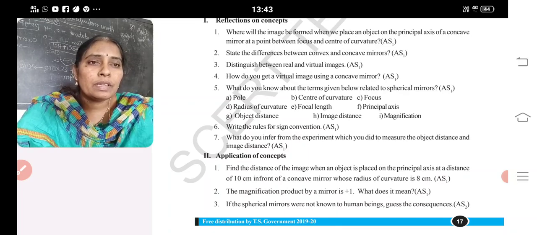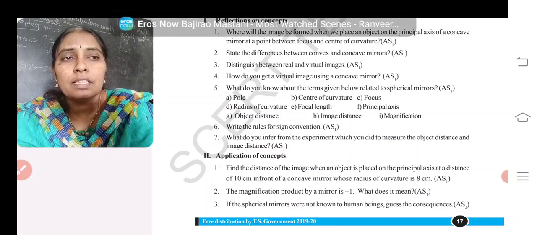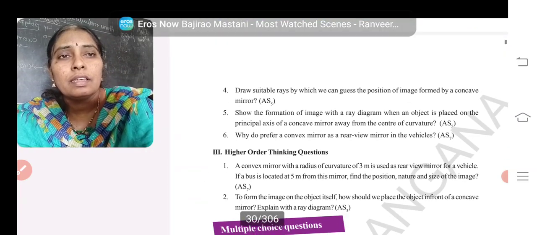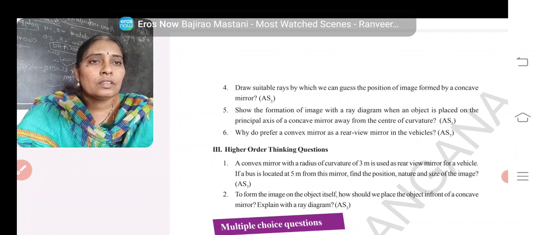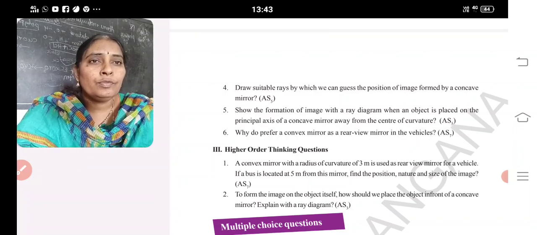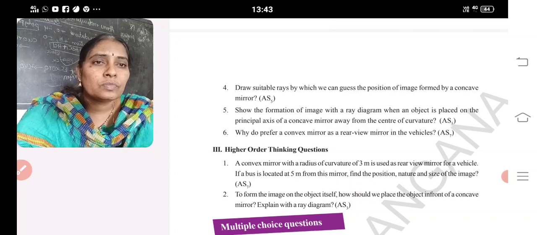Next, application of a concept. Magnification produced by a mirror is +1. What does it mean? Next, third one. If spherical mirrors were not known to human beings, guess the consequences. Next, fifth one. Show the formation of image with a suitable diagram when the object is placed on the principal axis. Okay, fifth one.